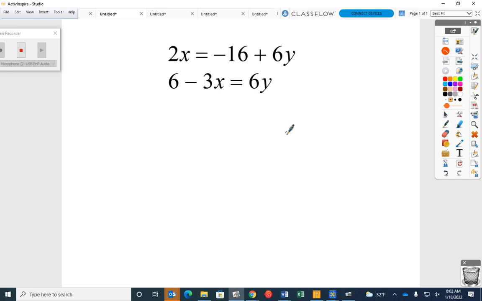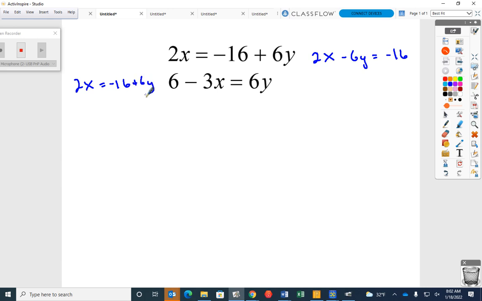Okay, think about this. I have the x where it needs to be, right? This x. I need this 6y to be over there. What would I have to do to get that 6y over there? You have to subtract 6y. So basically, this is going to be 2x minus 6y equals negative 16.